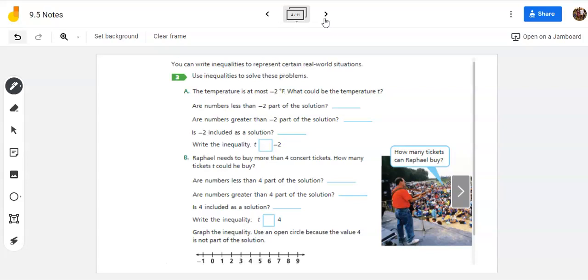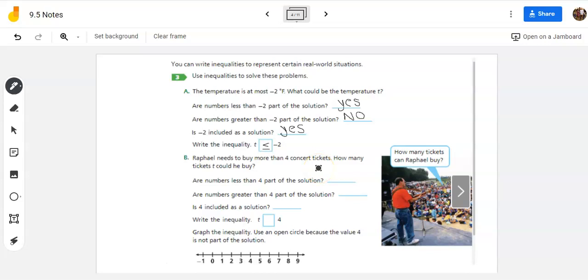The temperature is at most -2. What could be the temperature T? So they said the variable is going to be T right there. Are the numbers less than -2 part of the solution? Yes, because it said at most. So that means I can be under, or I can be at -2. Sorry, I was answering a different question. I just answered this one. The numbers cannot be greater since they can be less than. So they can be less and they can be equal to -2. So we have less than or equal to.